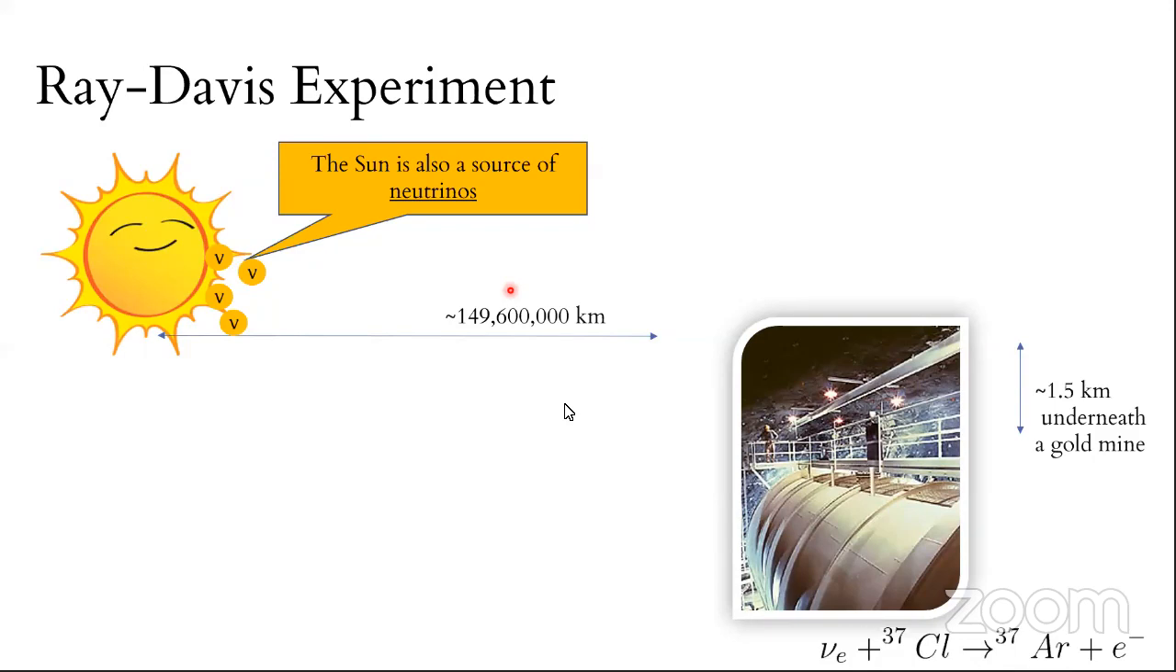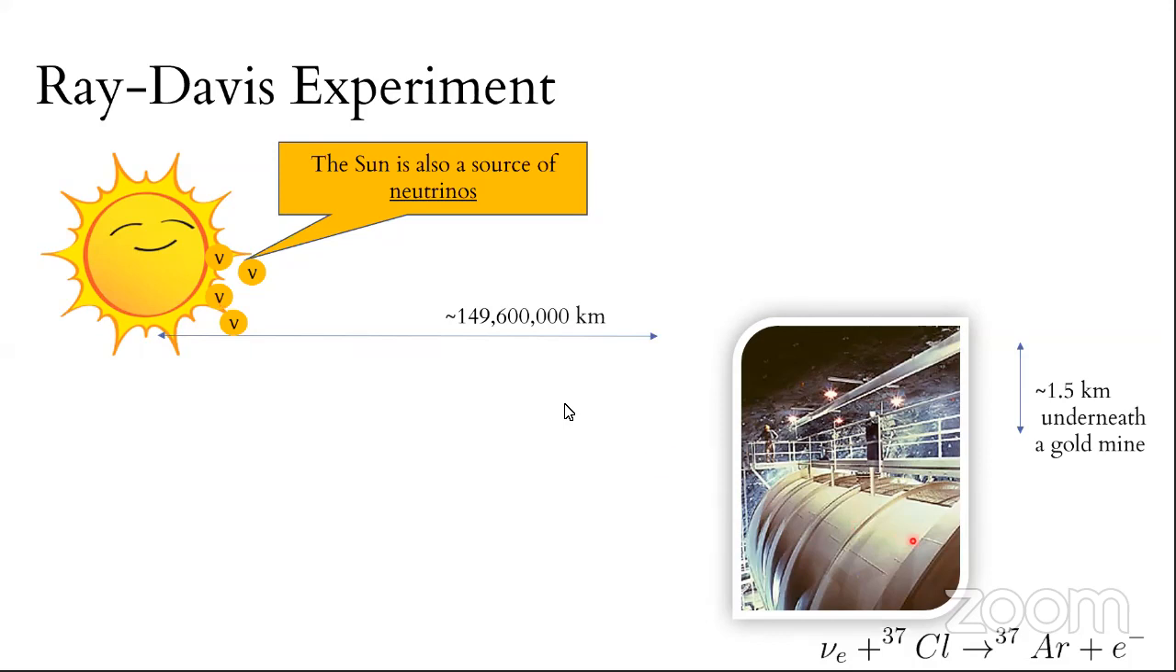In the Reines-Cowan experiment, what we saw was that the reactor was a source of neutrinos. The sun is also a source of neutrinos. In a reactor, the neutrinos are emitted due to fission, whereas in the sun, the neutrinos are emitted due to the fusion process. There's something called the PP chain in which a lot of neutrinos are emitted. So the neutrinos emitted by the sun are detected by a tank, which is kept 1.5 kilometers underneath a gold mine. And this tank is filled with some chemical, mainly chlorine. So it's a chlorine tank, you can call it. It's a cylinder about 14 meters long and 6 meters in diameter. So it's a very huge tank.